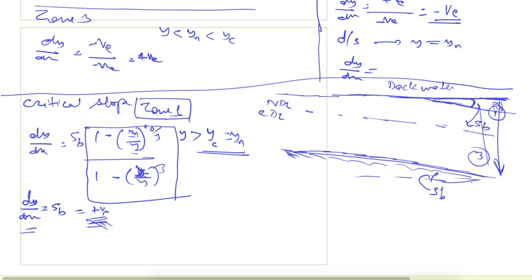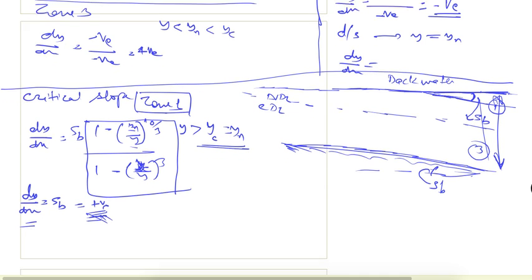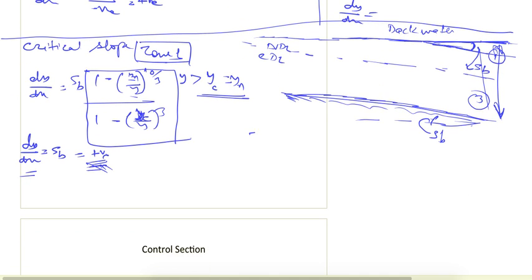and in the upstream it will meet the CDL or NDL line, and in the downstream it will be defined by the control section. And for the zone 3, again we can say whatever this value, whatever I put here, because yn and yc are equal, this ratio will still be the same. So this is again coming out to be equal to Sb, and that is positive. So this will always also be the horizontal kind of curve.